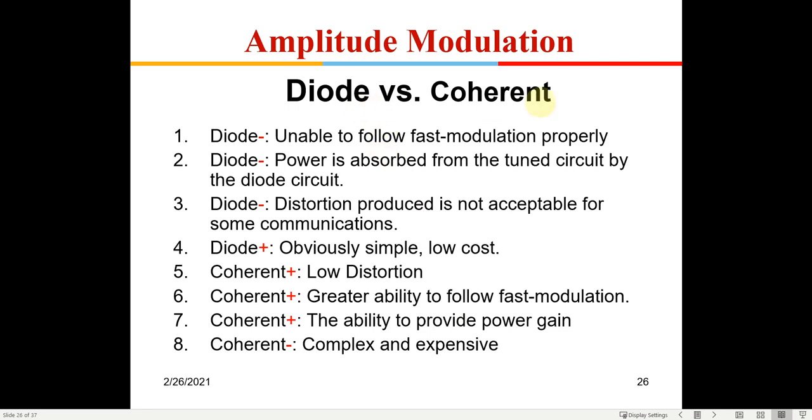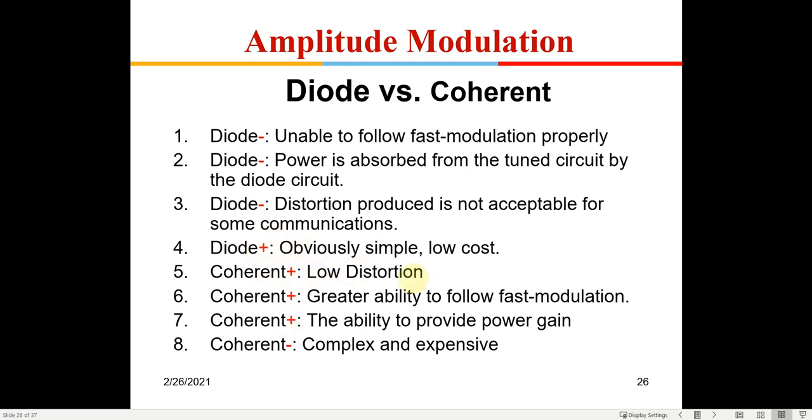Right, now there are some advantages of diode versus coherent detection. I have just listed a few of them. A diode is unable to follow fast modulation properly. Power is absorbed from the tuned circuit. Distortion produced by the diode is not acceptable for some communications. Diode is obviously simple and low cost. In the coherent detection, when I write negative, it means it's a disadvantage. Positive means it is an advantage.